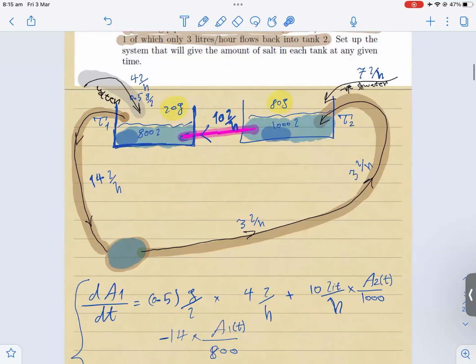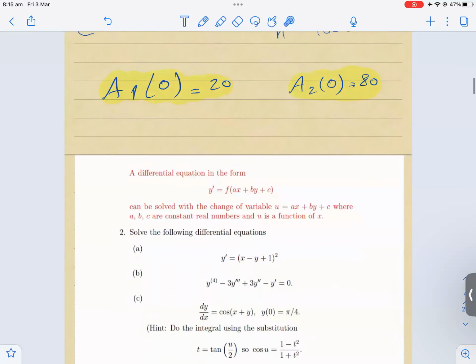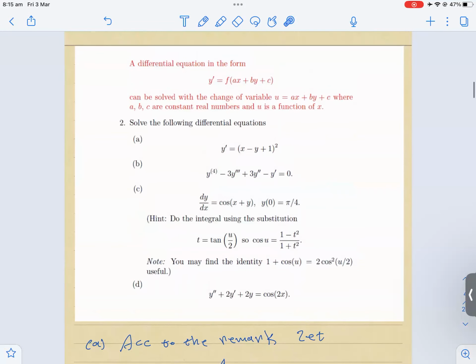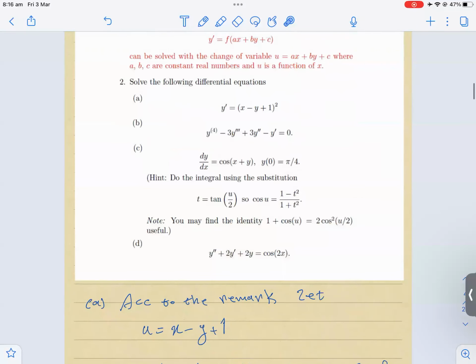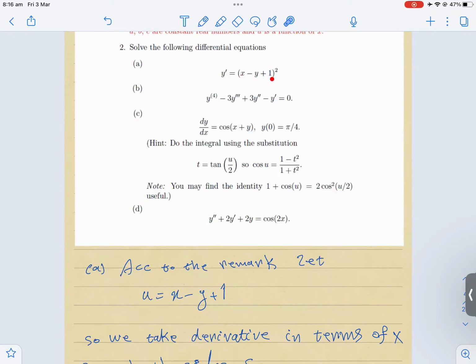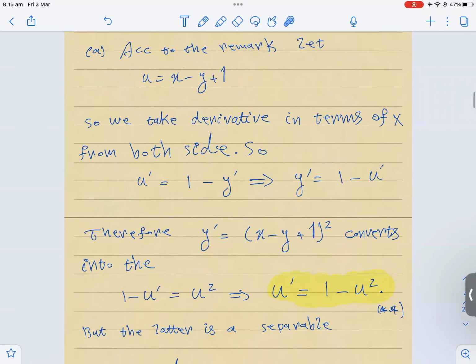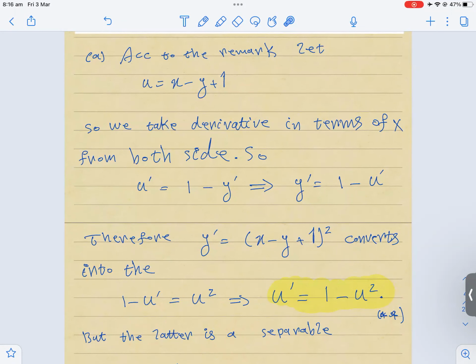All right. Let's focus on the other long question. According to the remark that I have written for you, if I see something like this, the famous change of variable is u equal to ax plus by plus c. So we will apply this for part A and part C. So y prime equals x minus y plus 1 squared. I will take u equal to x minus y plus 1. Okay, I would like to see this type of solution in your assignment.